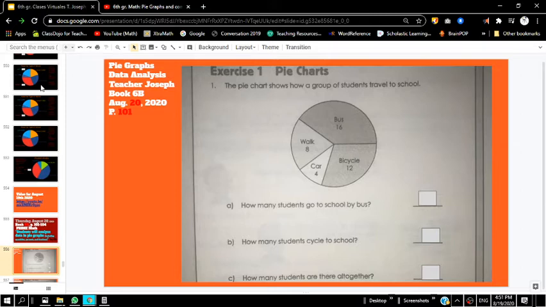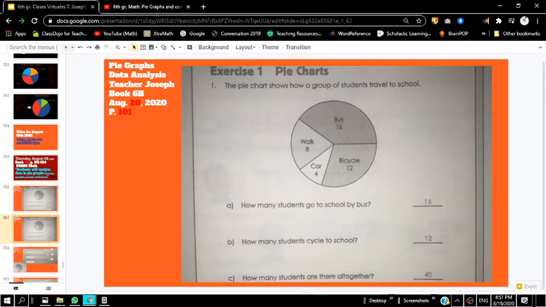And letter C asks how many students are there altogether? With this one, you have to add up all the numbers. So if you add up 16 plus 12 plus 8 plus 4, you're going to get the full number, the total, which is 40. Check your answers to make sure that those are correct.